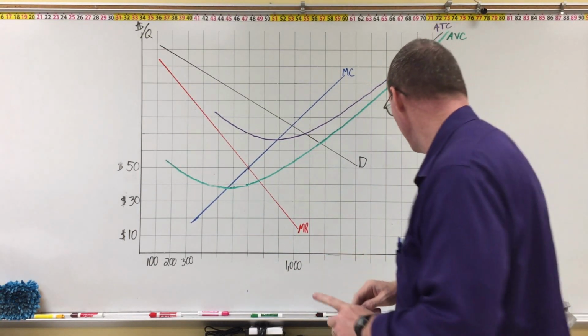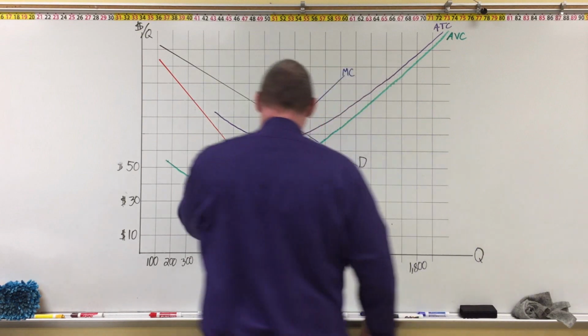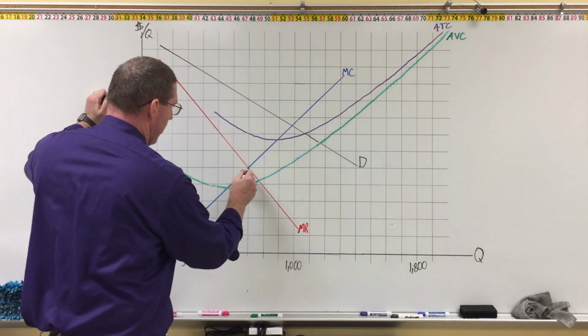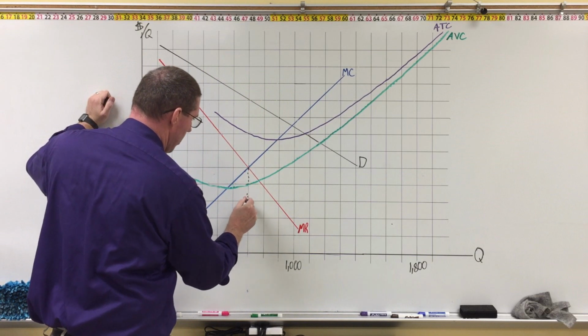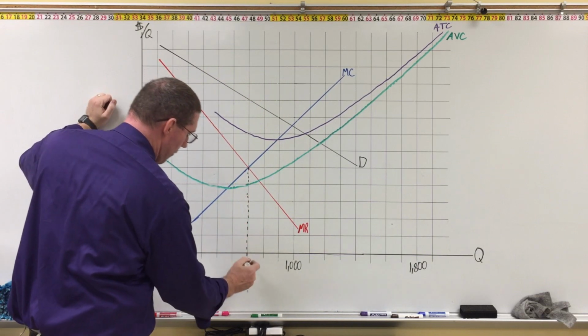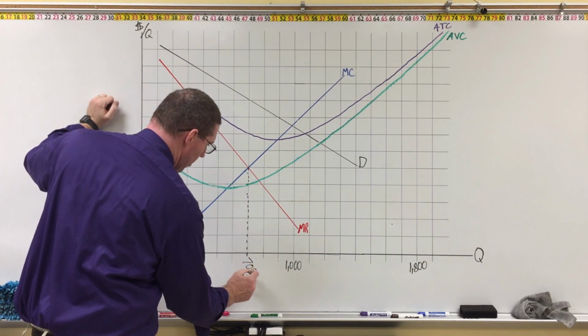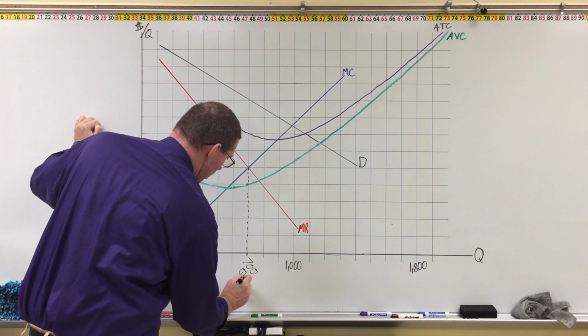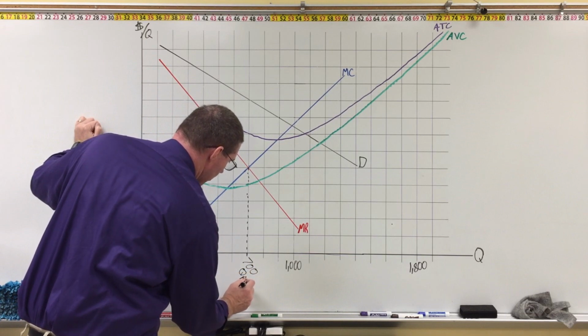All right, so we're looking for where marginal revenue is equal to marginal cost, which is right here. And so we're going to take that quantity. We're going to come down here. And so this is 300, 400, 500, 600, 700. So our profit maximizing quantity is 700. Okay, so that's quantity, we'll just call it Q max.